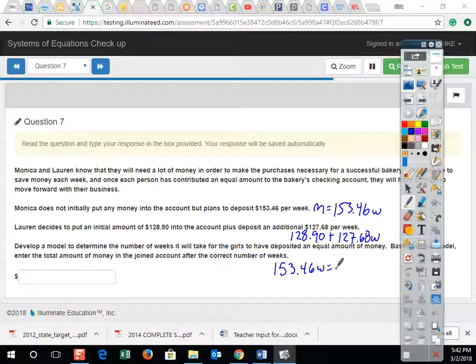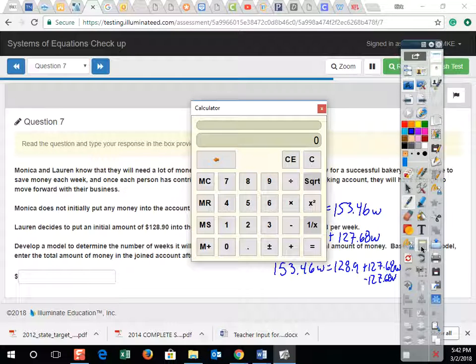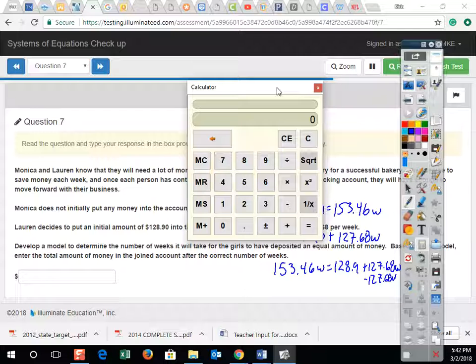153.46W is equal to 128.9 plus 127.68W. Okay, subtract 127.68W from both sides. And I'm going to pull up the calculator here just because we're allowed to. And so we have 153.46, because I'm subtracting one. Oh, what am I doing?